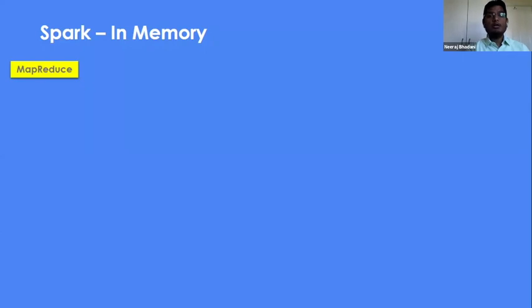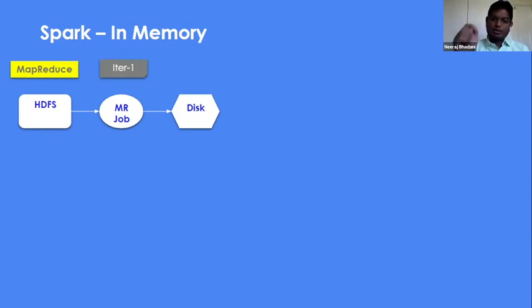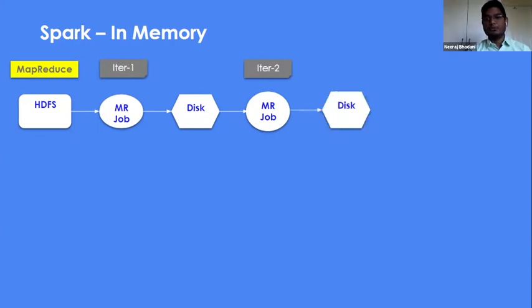First, let's check that particular workflow in MapReduce so that we can see the difference as well. We will read the data from HDFS, and MapReduce will launch a MapReduce job. That's iteration 1. It will store the intermediate data onto the disk, and another MapReduce job, the same MapReduce job, will read the data from the disk. That's iteration 2.